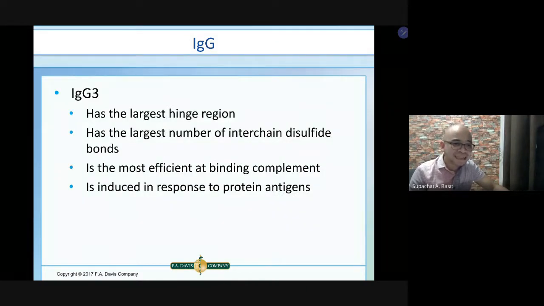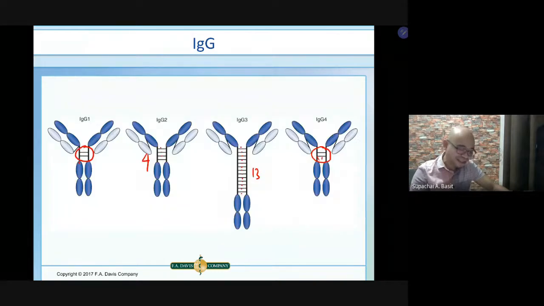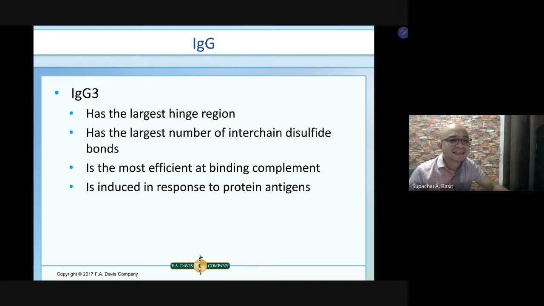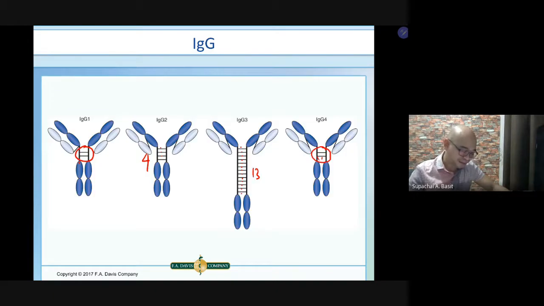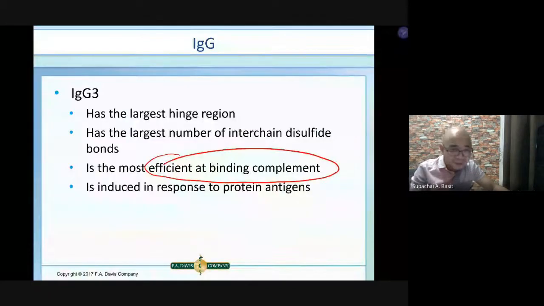So IgG3 has the largest hinge region. So obviously, it has 13 disulfide bridges. It has the largest number of interchain disulfide bonds. Having said that, we consider IgG3 as the most efficient in binding with the complement. So imagine, it's very large. So there is more portion for the complement to bind to. And it is induced in response to protein antigens.